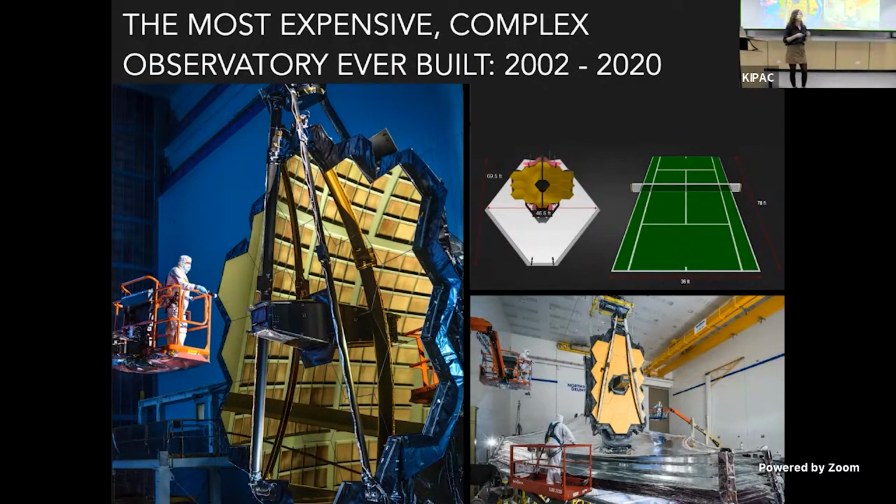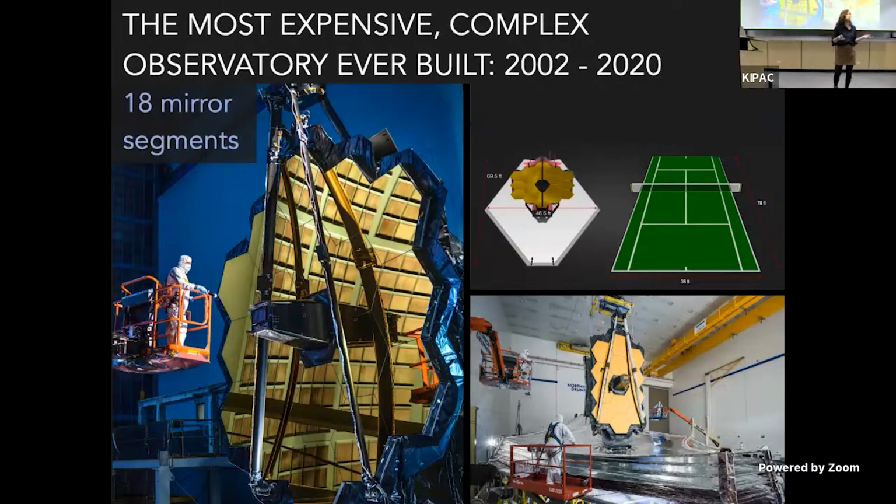Many people spent many decades trying to figure out the best way to design this telescope and to build it. What we settled on is a telescope that has 18 mirror segments. These over here on the left are the gold-plated beryllium hexagonal mirror segments. We wanted it to be this big segmented mirror because a larger mirror means more collecting area, means more photons, means better pictures.